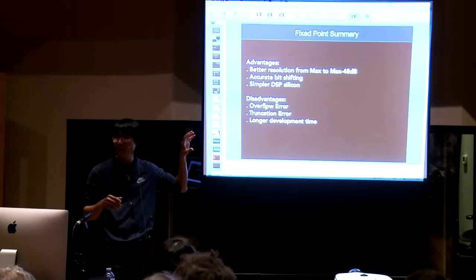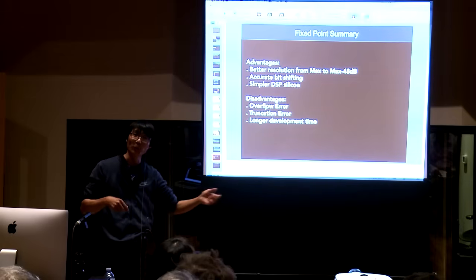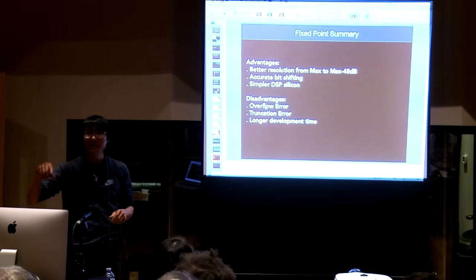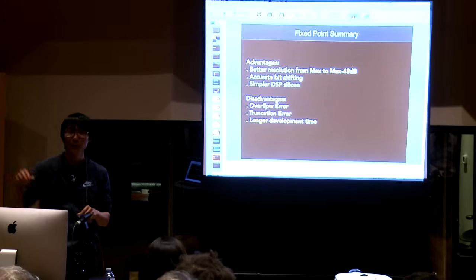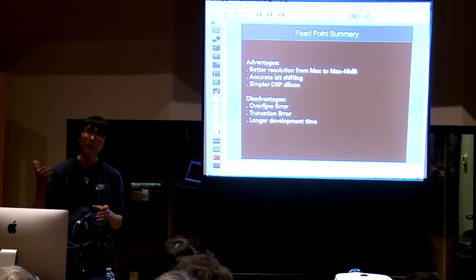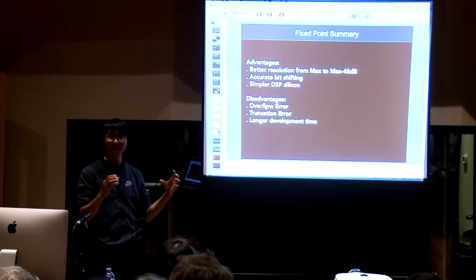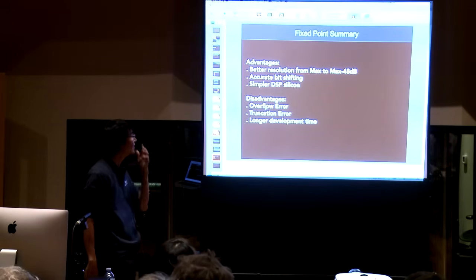Remember how IEEE defined the floating point? It is for math purposes. So 1 point, whatever fraction, times 2 to the power of the exponent. So how can you shift that? You can shift it, but you get an approximate result, right? But for fixed point, shift, that's it.